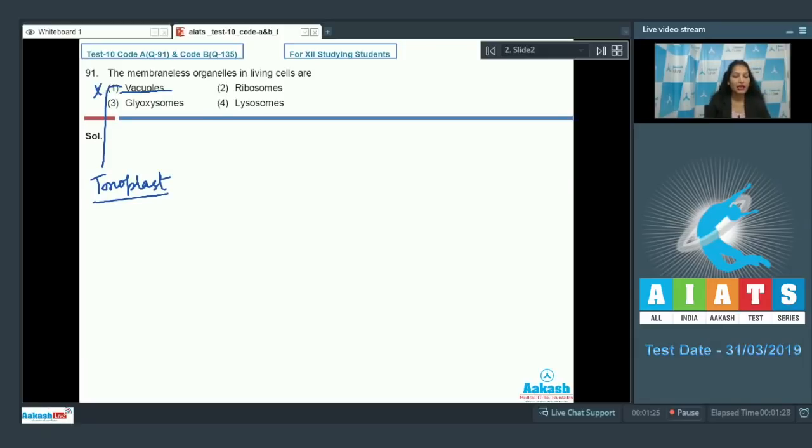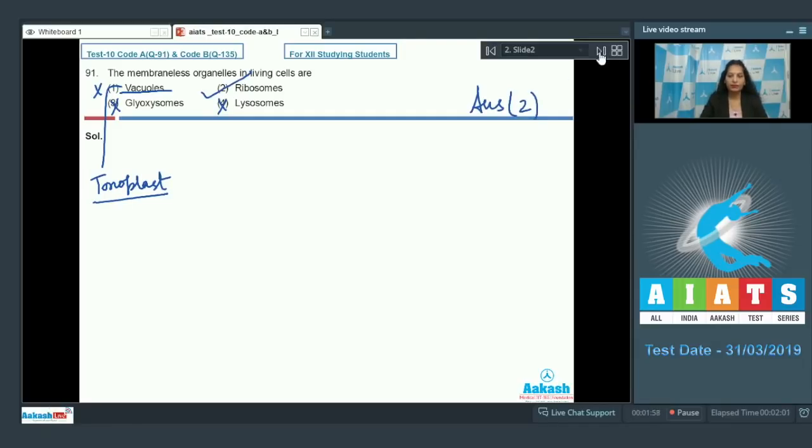What about the glyoxysomes? They are microbodies and they also have a single membrane. So this option is also ruled out. What about the lysosomes? Lysosomes are also surrounded by a single membrane. So this option is also ruled out. What about the ribosomes? Ribosomes are the smallest cell organelles present in both prokaryotic as well as eukaryotic cells, and they are membraneless. They lack any membrane. So the correct option for the given question is option number 2.